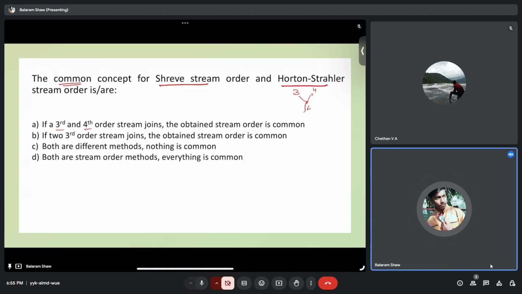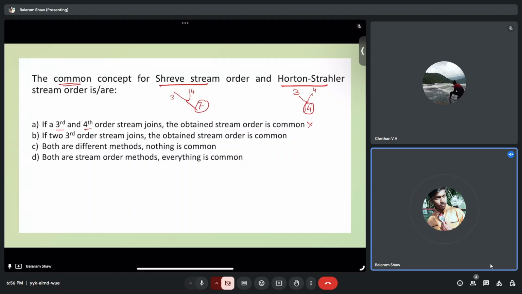And for stream order, will it be 4 again? If this is the stream with 3 and 4, then the next stream that you will get will be the summation, that is 7, right? So no, this is not correct. This is not common because we have 7 here and 4 here.